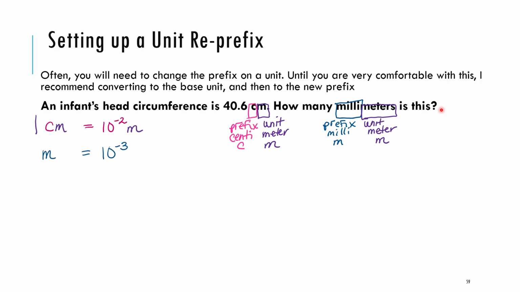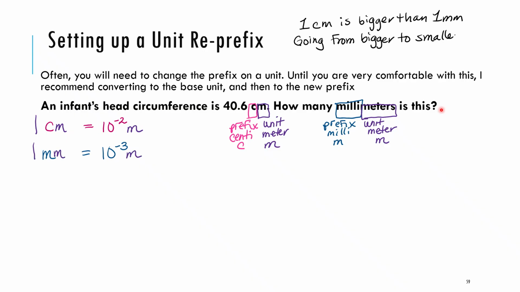1 cm is equal to 10 to the minus 2 meters, and 1 mm is 10 to the minus 3 meters. Conceptually, 1 centimeter is larger than 1 millimeter. We are going from a bigger unit to a smaller unit. Expect the numerical value to become larger. We can set this up using dimensional analysis.